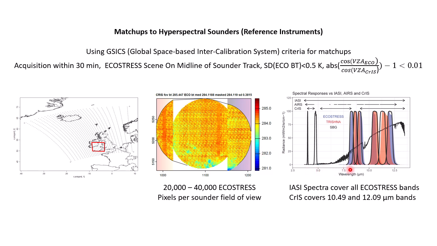What we do in this process is we convolve the IASI spectra with the ECOSTRESS spectral response functions to calculate the radiances associated with individual channels of the instrument. The CrIS instrument only covers 2 of the ECOSTRESS channels. The IASI covers all of them, and in fact covers also Trishna, SPG, and LSTM channels.